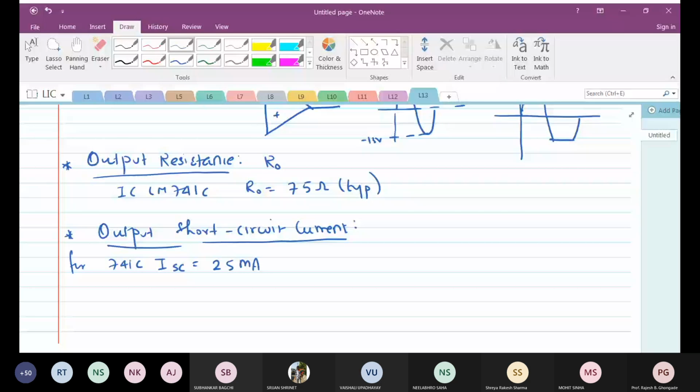Okay, guys, have you understood this output short circuit protection? Yes, sir. Yes, sir. Then the supply current.